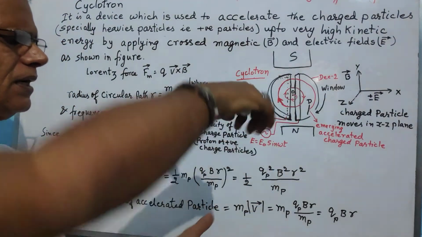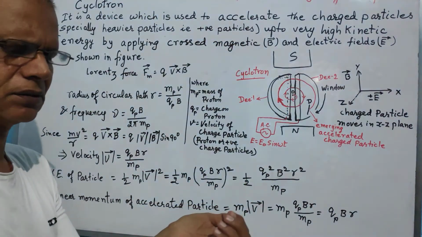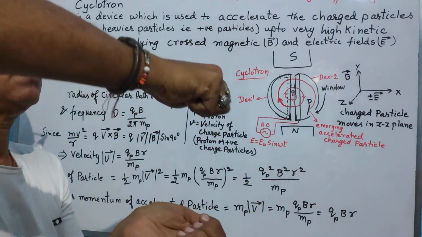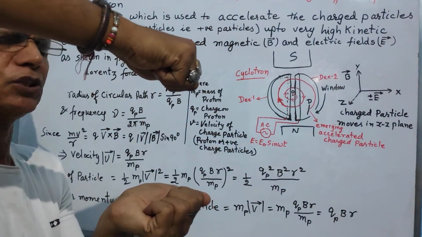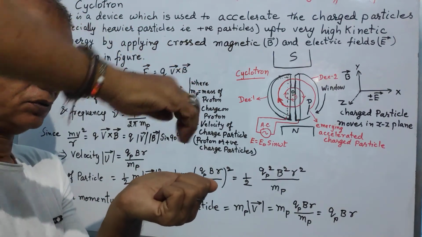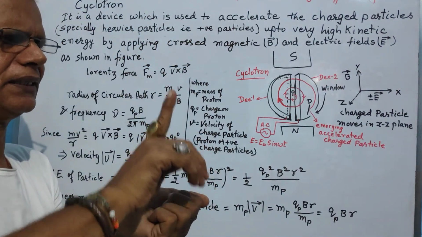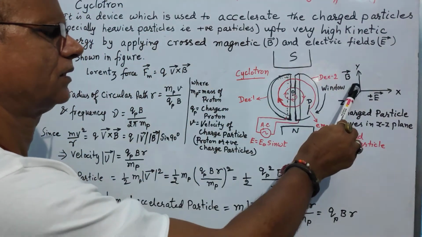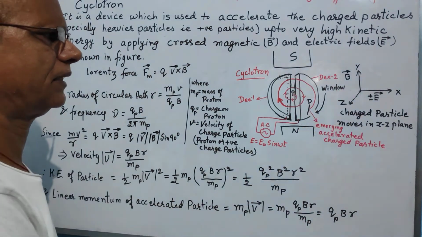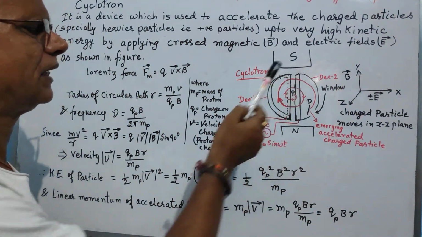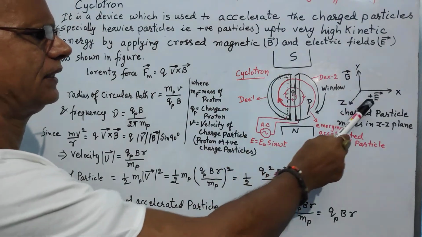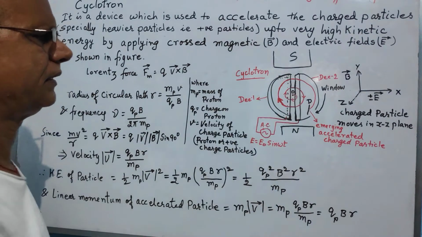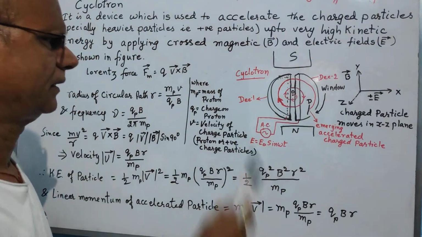Above and beneath the box, you see the box is there somewhere in between, and above and beneath the box we have the north pole and south pole of a solenoid, so that we generate a magnetic field in the vertically upward direction, as you see in the diagram. We have the magnetic field in the vertically upward direction which covers the whole area of the D, and then when a charged particle is released at the center of the D, what happens?